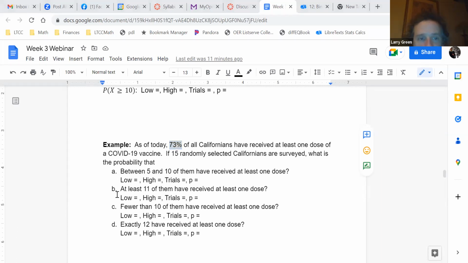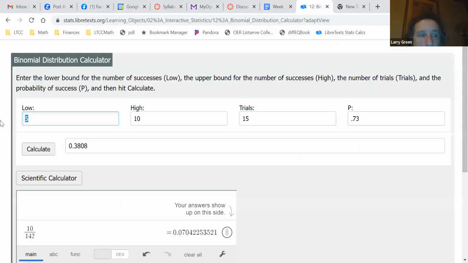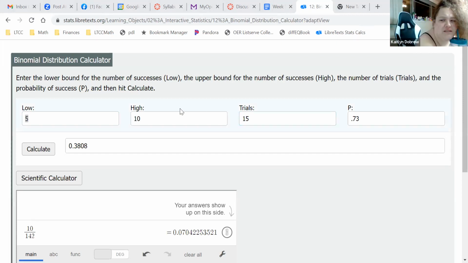Okay, what is the probability that at least 11 of them have received at least one dose? So if it's at least 11, what's the low? And if you understand what it says, it's easy. If you don't, you might get it wrong. At least 11. What's the low on that? The smallest number that's at least 11. What is it? 11. 11 is the smallest number that is at least 11.